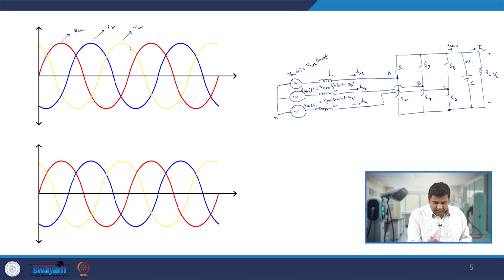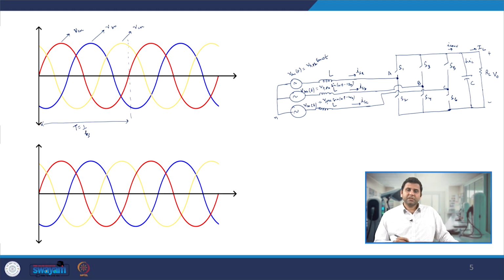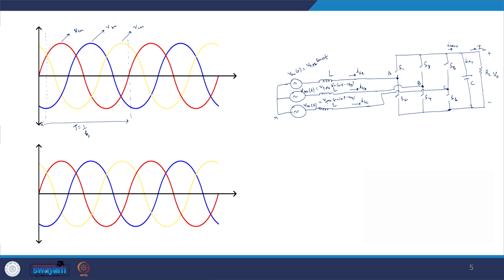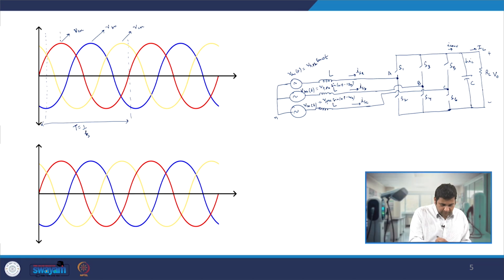Now if we look very carefully, we can divide this entire waveform. From here to here, it is one line cycle given as T, which is nothing but 1 by Fs, where Fs is the line frequency we are talking about. And we can divide this into similar looking modes. We can say this is the first.